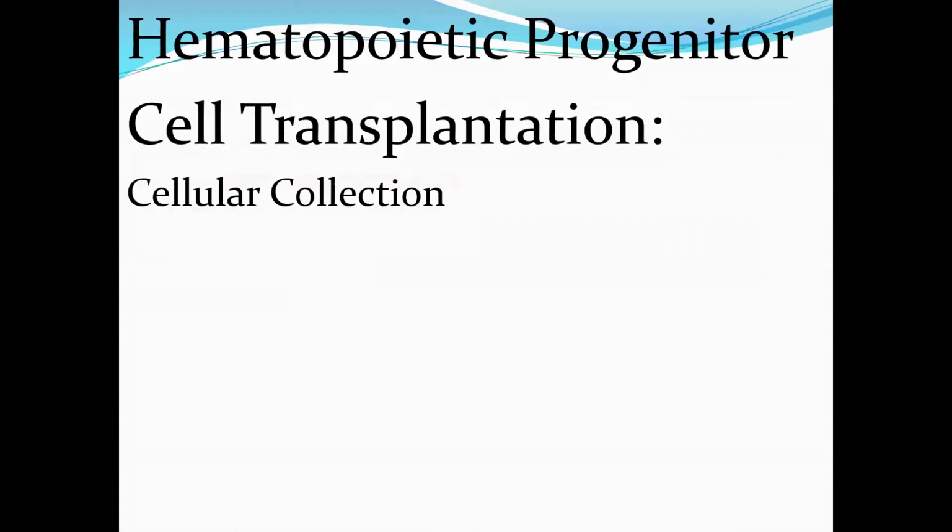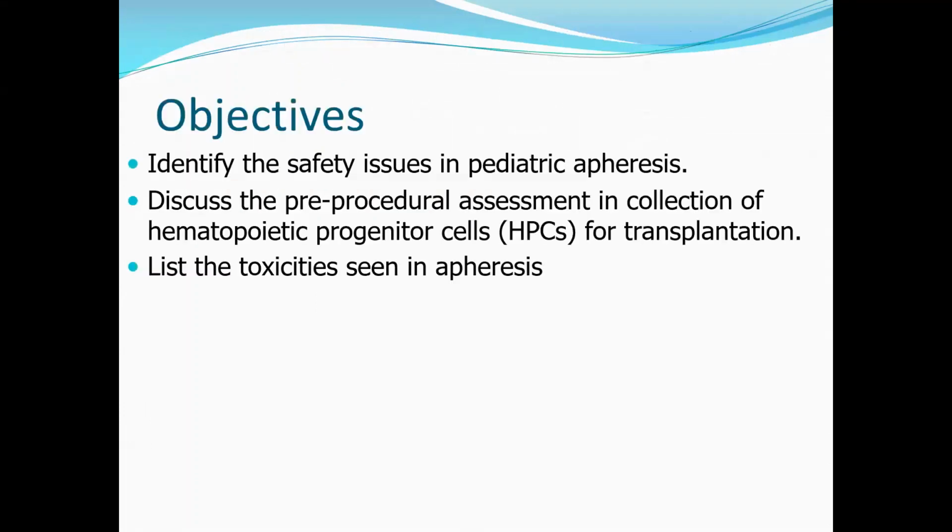Hematopoietic progenitor cell transplant cellular collection. Here we will see the objectives. Identify the safety issues of pediatric apheresis, and we'll discuss the procedural assessment of collection of the HPC for transplantation. And next is to list the toxicity seen in apheresis.